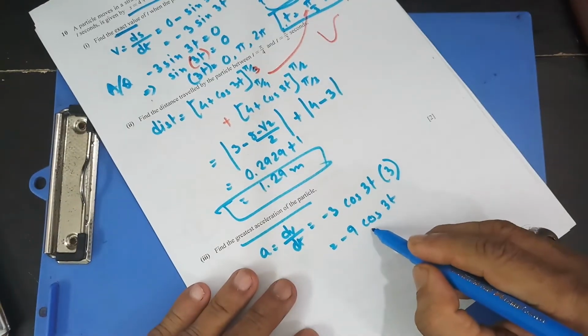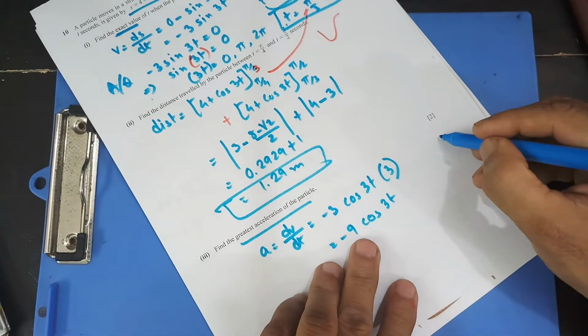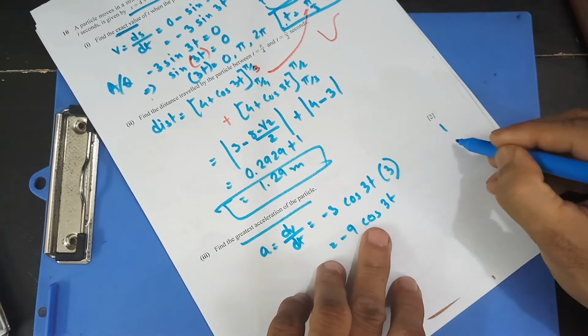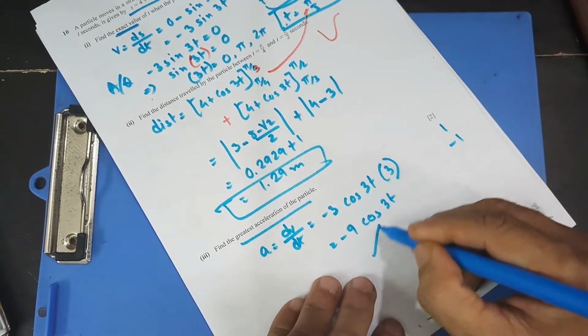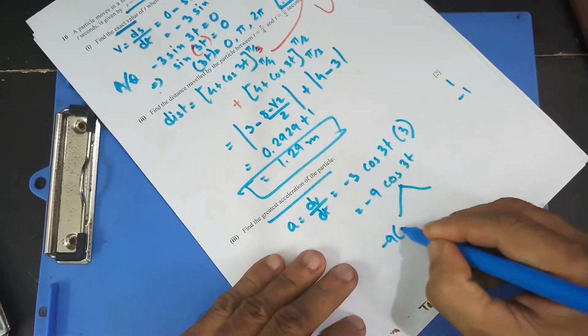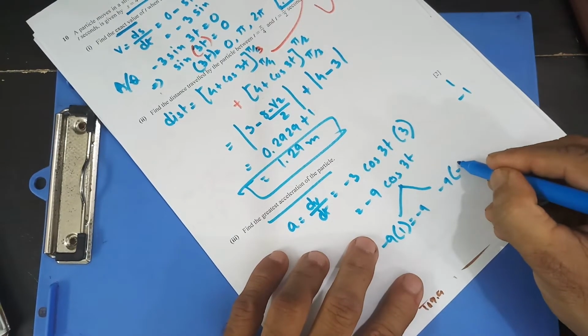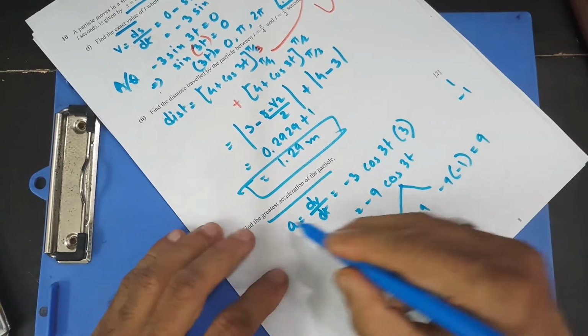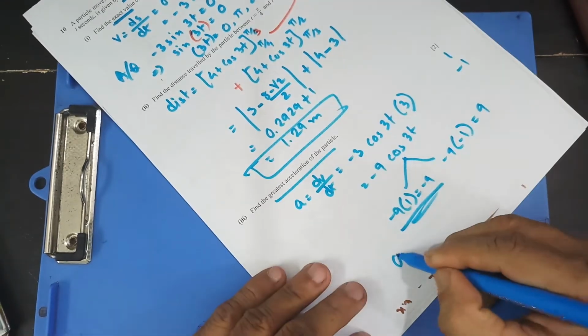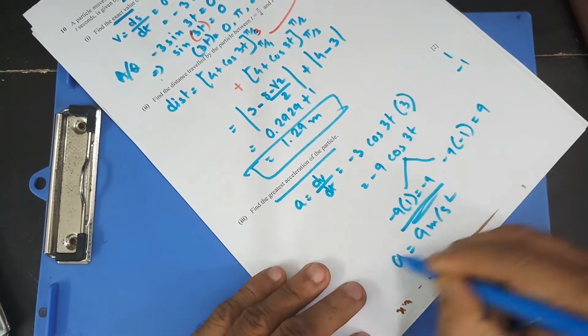Now we know that the maximum value of cos is 1 and minus 1. So whenever I put 1, minus 9 and 1, it's going to give me minus 9. And when I put minus 1, minus that, that's going to give me positive. Acceleration, not deceleration. So a is going to be 9 meters per second squared. So that's done. Now we're going to go for the next one.